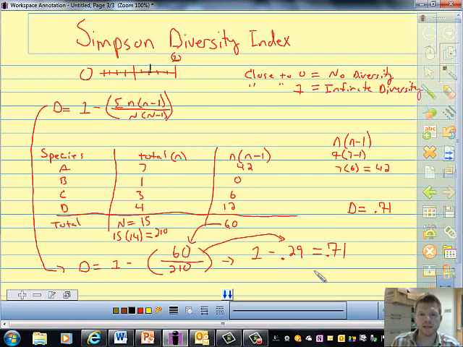Right? And that is how we figure out the Simpson diversity index. Pretty simple once you figure out what all of these letters mean. You're just substituting some things in, but that's how you'll figure out the Simpson diversity index. Feel free to go back and replay that information until you understand how to calculate that Simpson diversity index. And if you have questions, further questions, let me know.